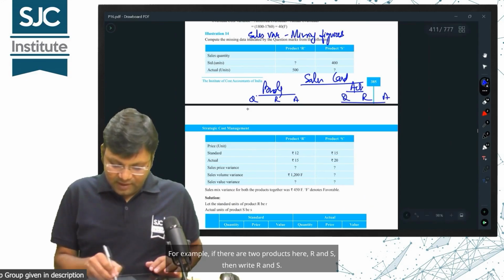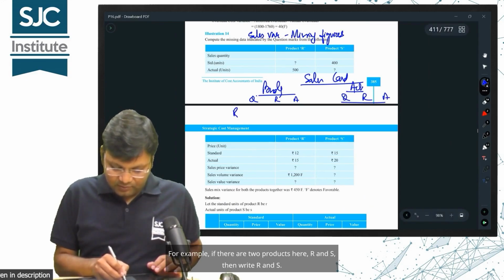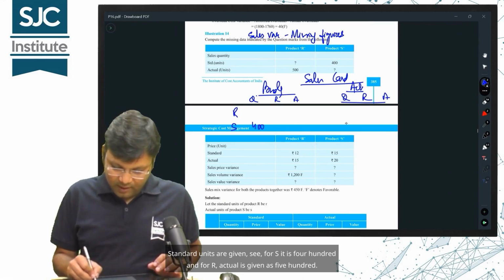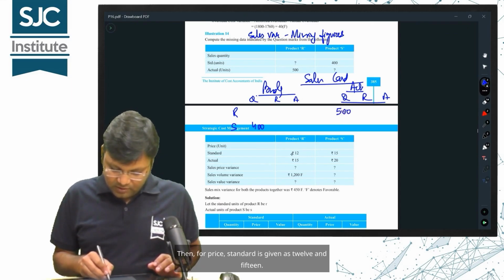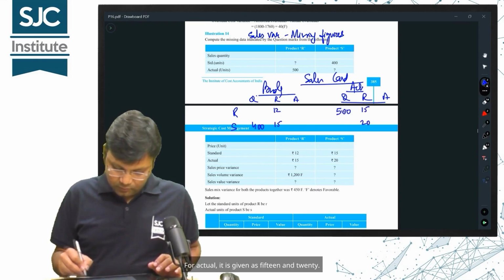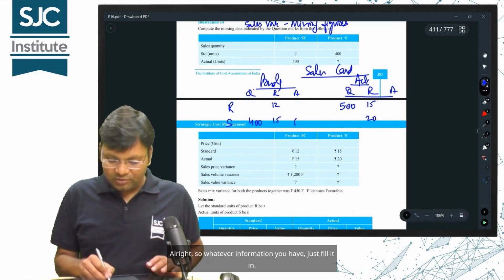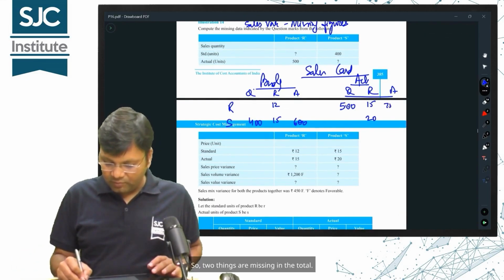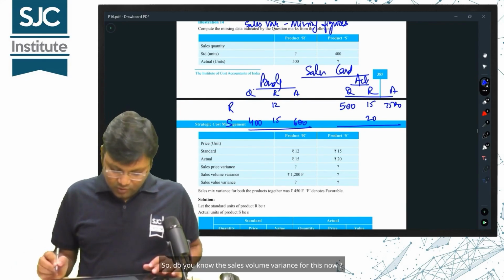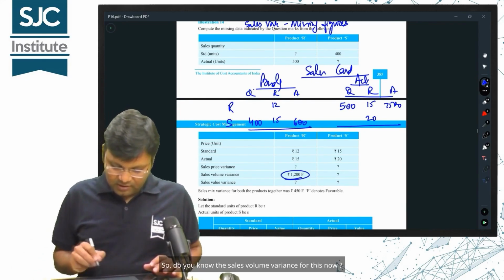For example, if there are two products here, R and S, then write R and S. Standard units are given. See, for S it is 400, and for R, actual is given as 500. Then, for price, standard is given as 12 and 15. For actual, it is given as 15 and 20. Alright, so whatever information you have, just fill it in. Two things are missing in the total. Can you see it? Do you know the sales volume variance for this now?